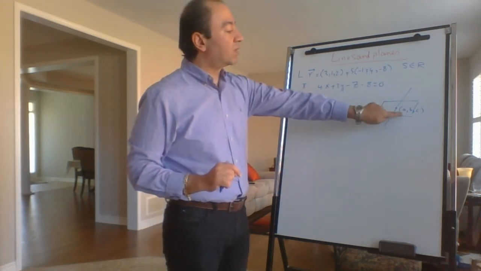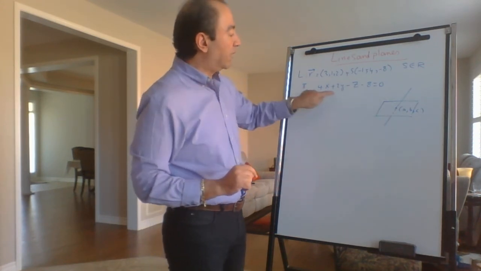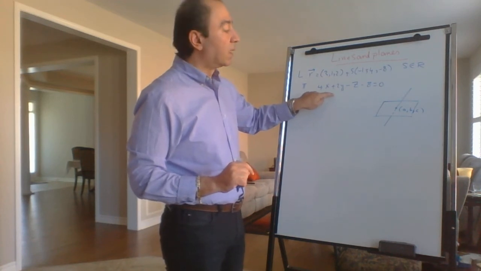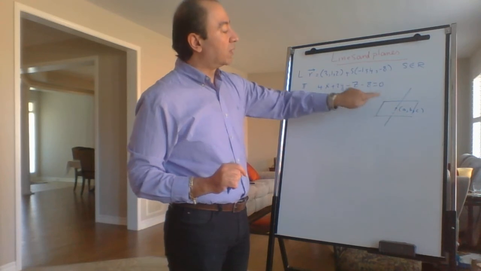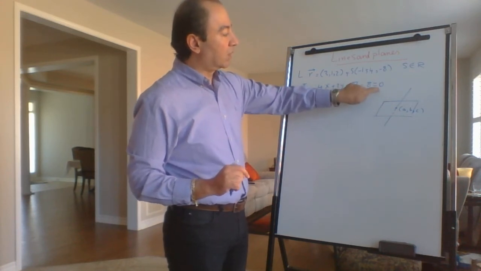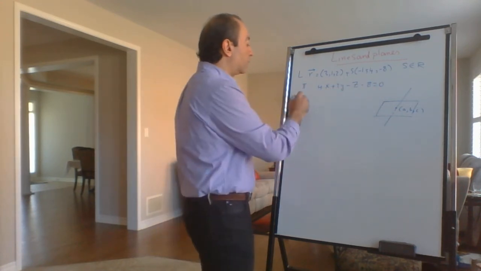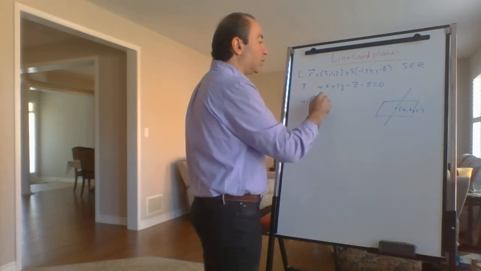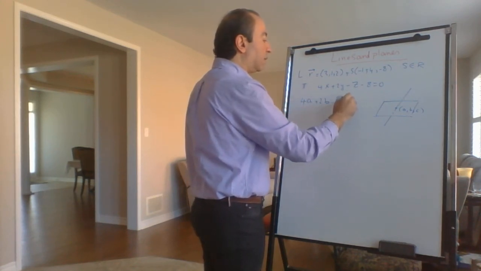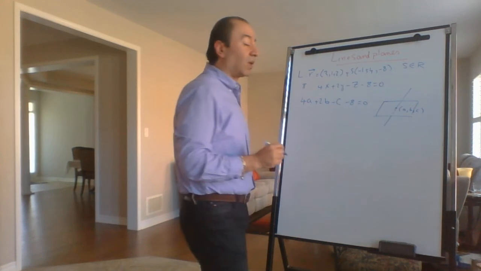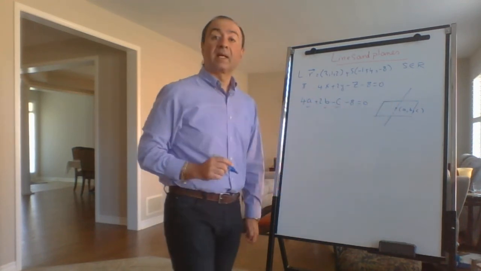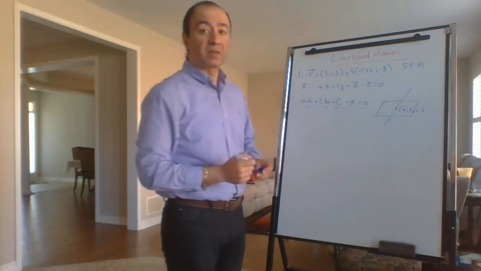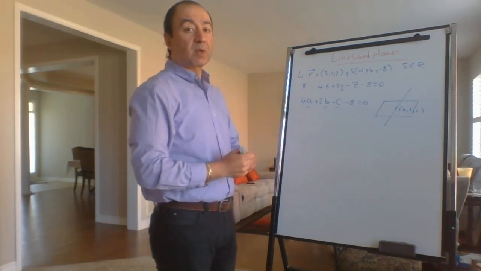So if I substitute this point in the equation of the plane, this point should give us 0 here. So 4a plus 2b minus c minus 8 equals 0. Now I need to solve for a, b, and c to find the coordinates of this point. There is a big problem with this.